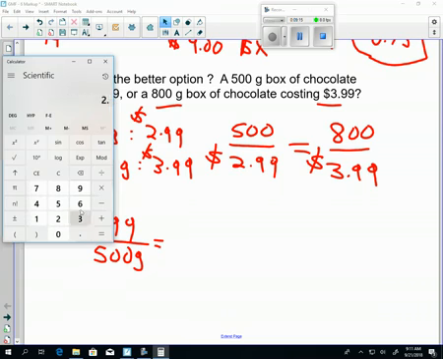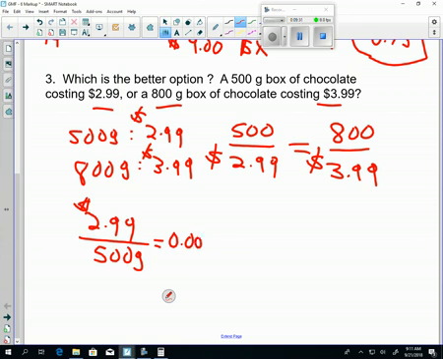So $2.99 divided by 500. There we go. So it's 0.00598. And then we'll do the second one. $3.99 for 800 grams.